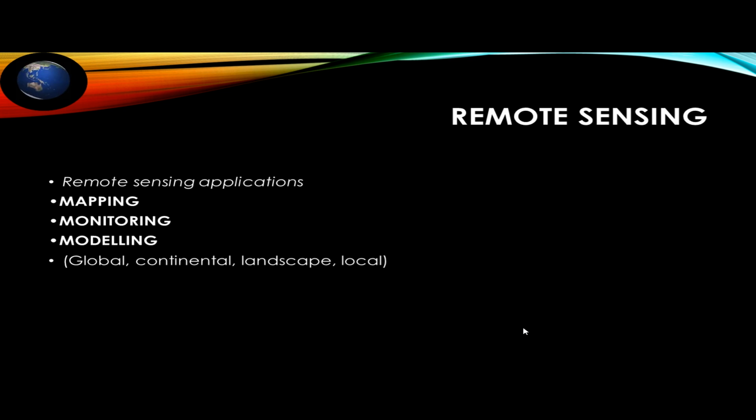It can be worked on globally, continental, landscape, or locally through your regional study area, or it can be for a particular landscape. If you are interested only in river basin studies, you will select a watershed area. Or if you are interested in land use land cover mapping, you will select a landscape over which different land features are there. Or you may be interested in the Indian continent, or globally you want to see the change.